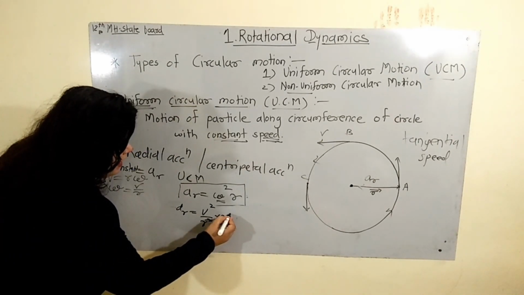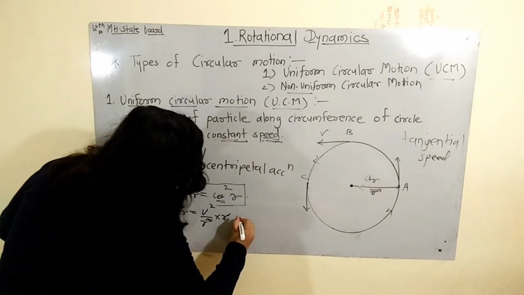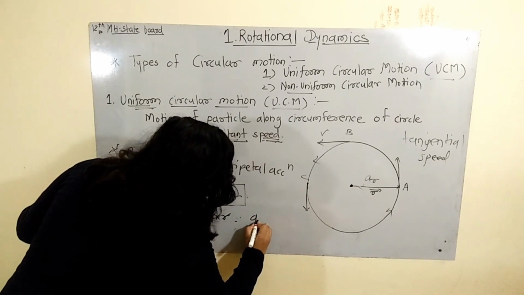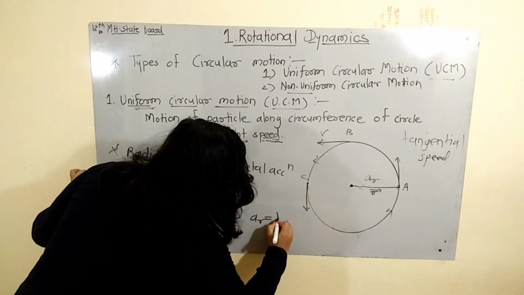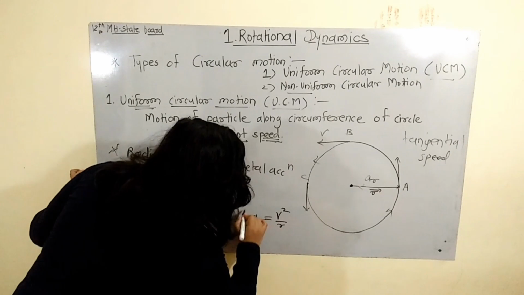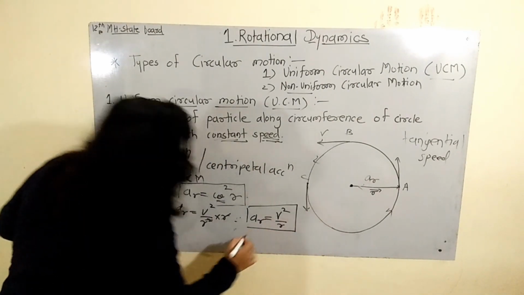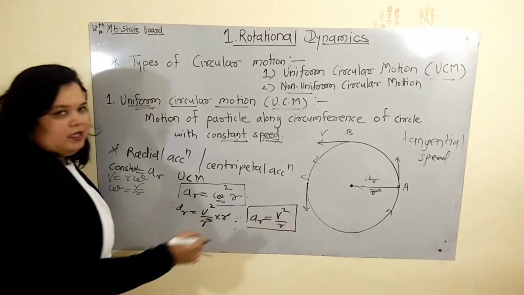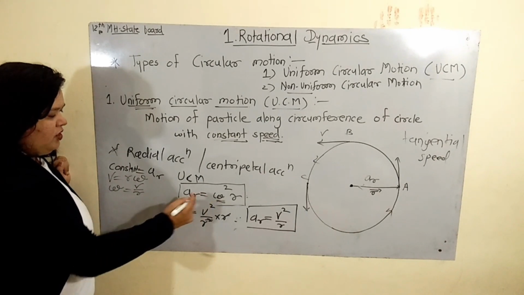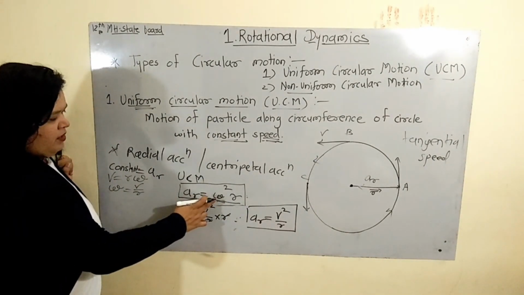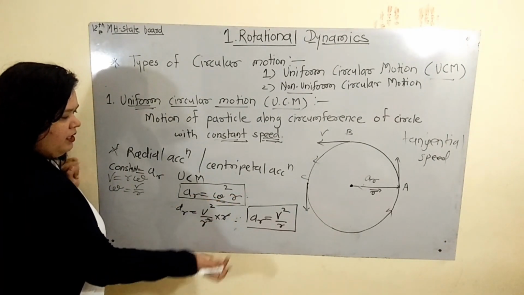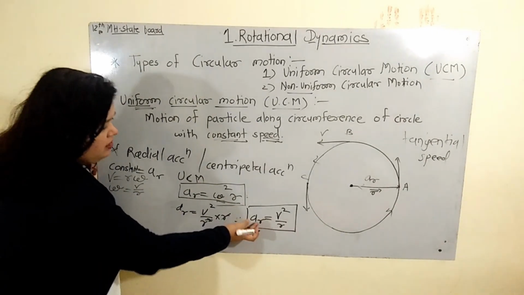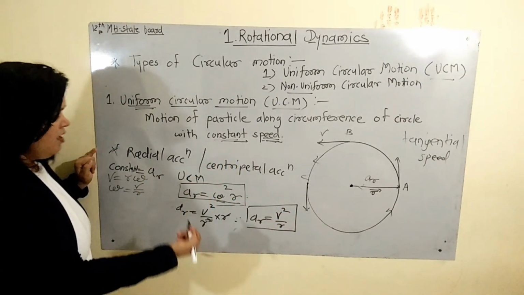Here v square and r get cancelled, therefore we get the value a_r is equal to v square divided by r. This is the formula of acceleration in terms of linear velocity. In terms of angular velocity, it is equal to omega square into r. In terms of linear velocity, it is equal to v square divided by r.